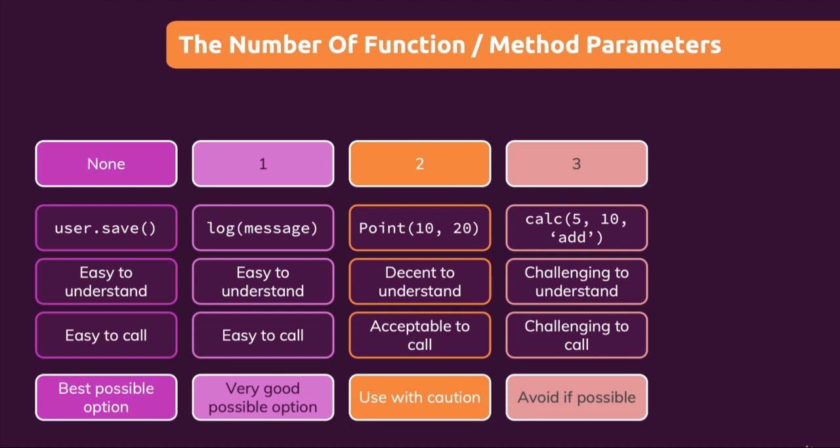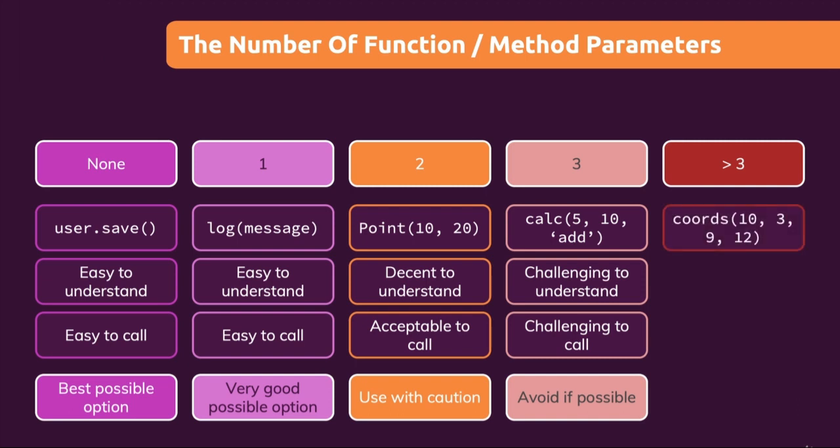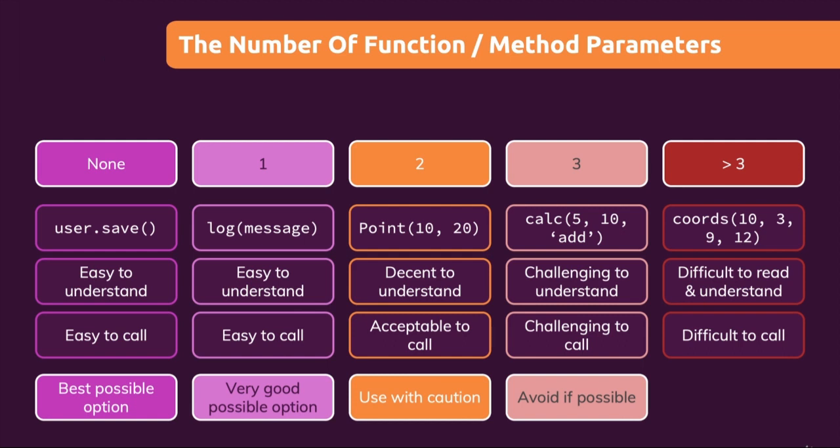Now, any functions with more than 3 arguments should absolutely be avoided. For example, if you had a quartz function which takes 4 values, this would be very difficult to understand and to read and very difficult to call. It's not obvious at all which value describes which coordinate or what this function really does or wants. So you really always want to avoid having functions with more than 3 arguments.